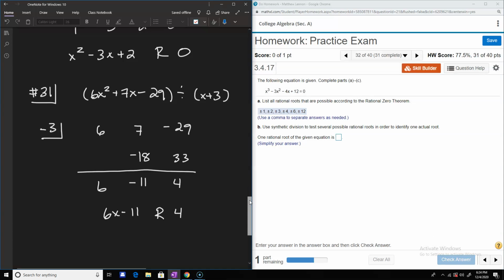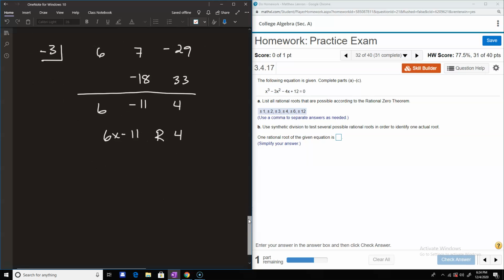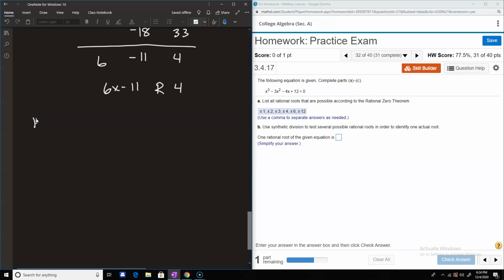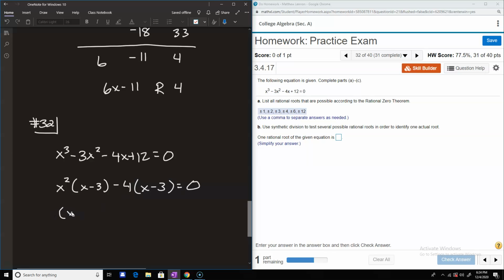It says use synthetic division, but again, I'm just going to factor this one by grouping because I know that it factors by grouping. So if we have x cubed minus 3x squared minus 4x plus 12 equal to 0, I can take an x squared out of the first two, and I get x minus 3, and if I take a minus 4 out of the second pair, I'll also get x minus 3. So I know this factors into x squared minus 4 times x minus 3, so I get all my factors instantly. So they're going to be plus and minus 2, and also 3. So those are our 3 zeros.